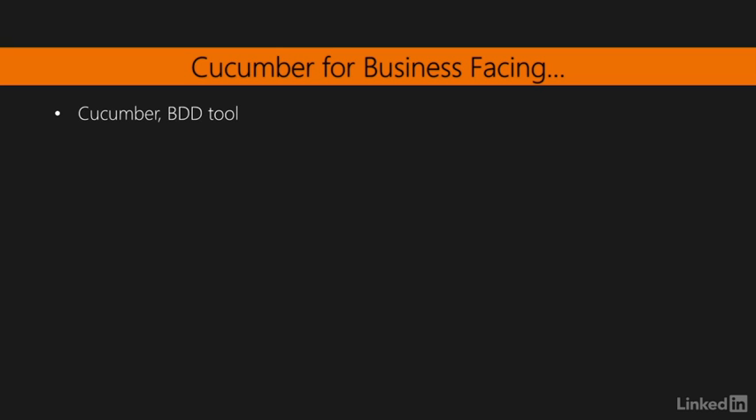You can write your own tests in the business-facing fashion by using a BDD tool. We covered Cucumber in this course. There are other tools available for behavior-driven development, such as JBehave. Cucumber can help you write specifications by using examples in plain text that anyone can read and understand.